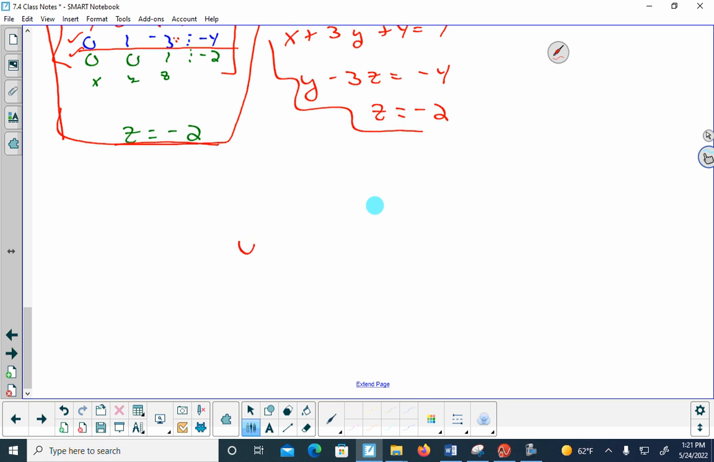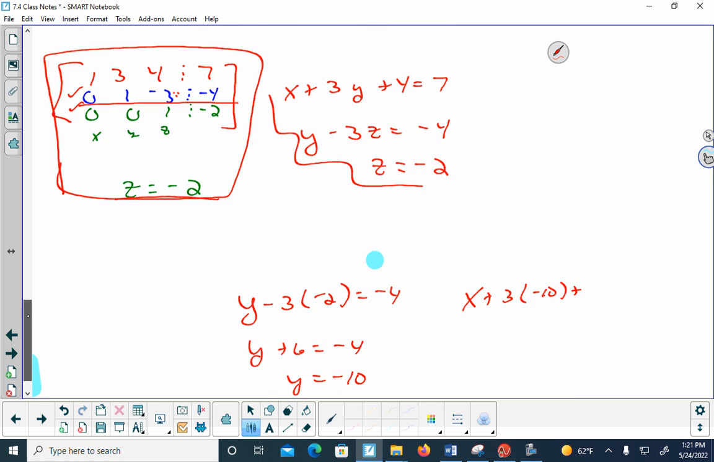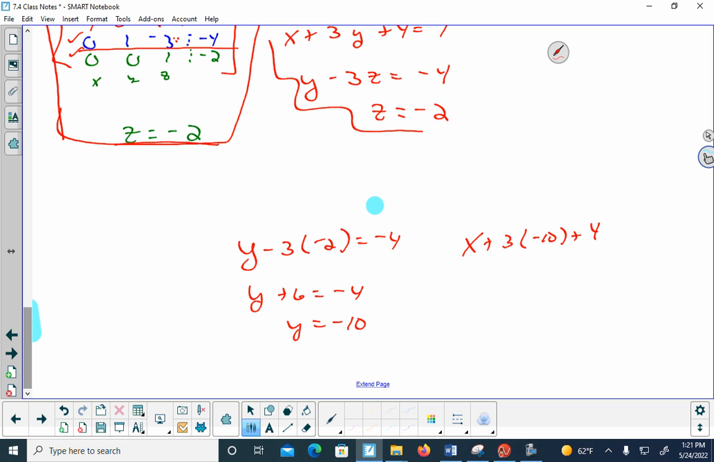And I can make this y minus 3 times -2, so y plus 6 is equal to -4, y is equal to -10. And then following I have x plus 3 times y, which is just -10, plus 4z is equal to 7. And then I can back substitute that in and get x plus -30 plus -8 is equal to 7. X is equal to 45.